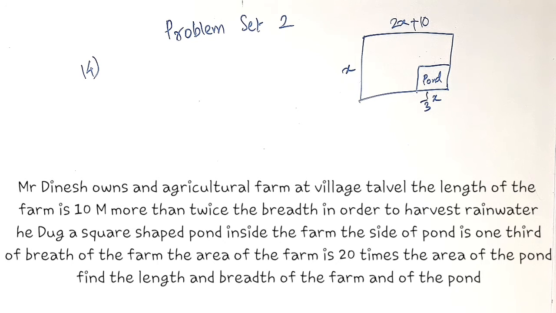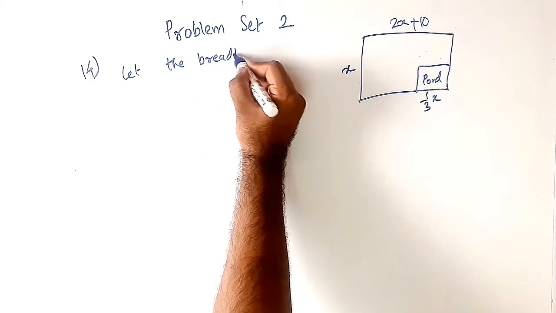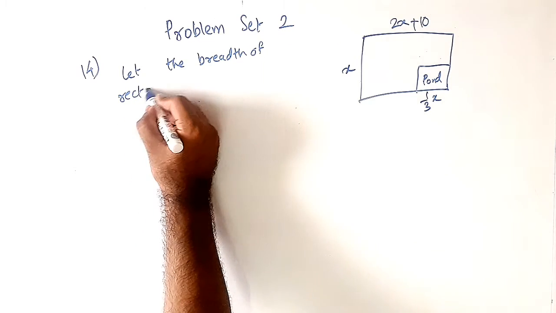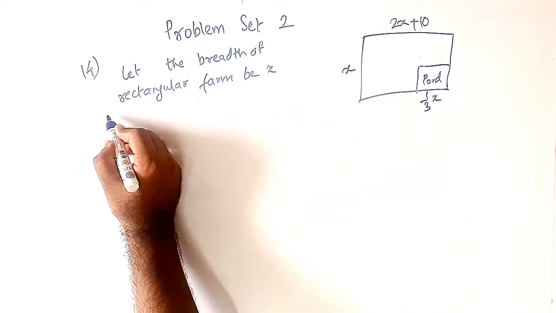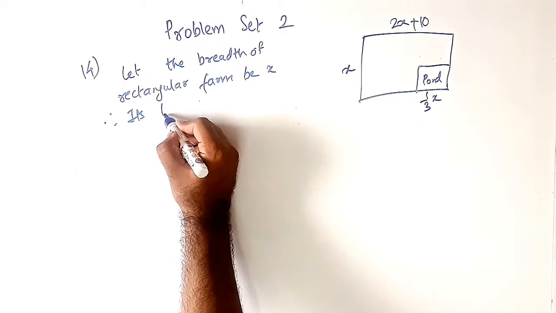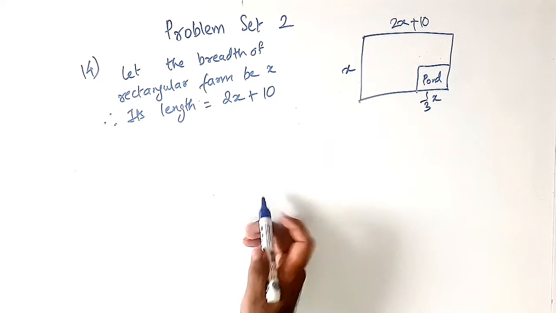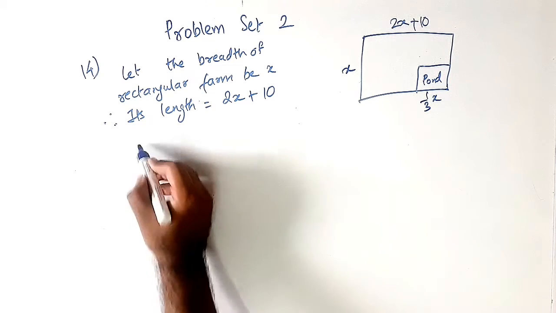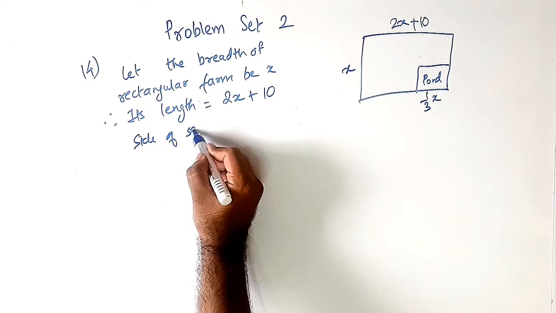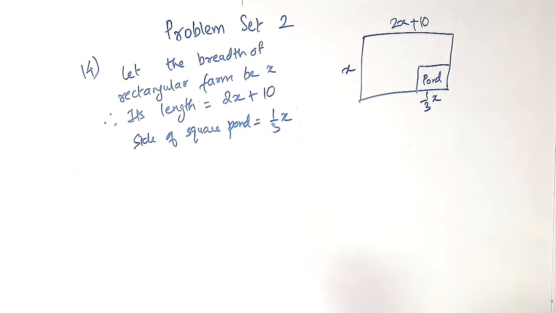So it is very simple. See, we'll take first, let the breadth of rectangular farm be x. Therefore its length equals to 2x plus 10. They have given 10 more than twice its breadth, so length we got 2x plus 10. Side of square pond. What is the side of square pond? It is 1/3 of the breadth of the rectangle, so it is 1/3 of x.